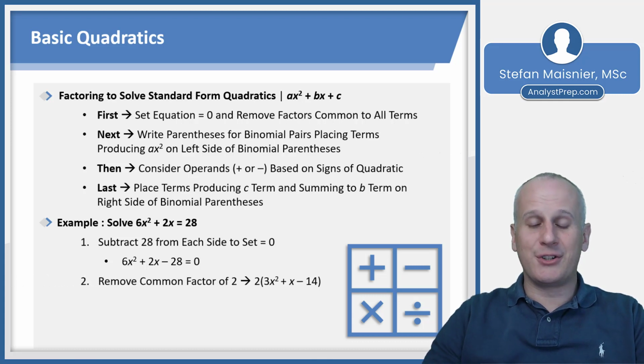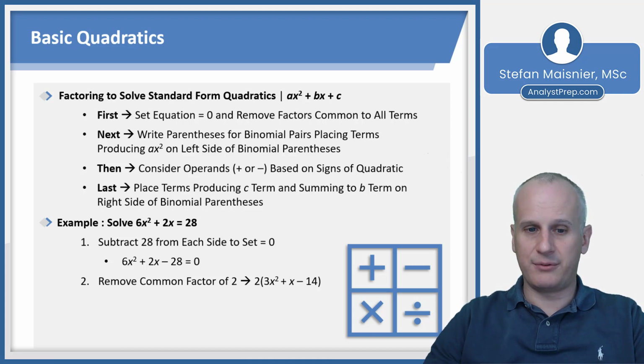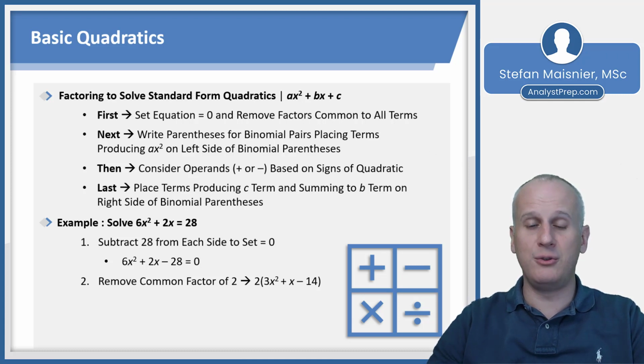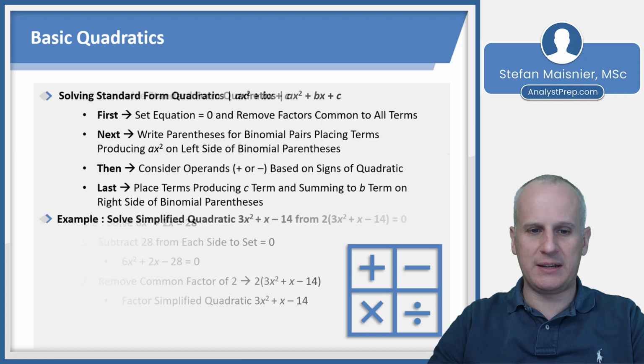Then we see that there's a 2 in each of the terms. So we've got 6x squared, so we can pull a 2 out of 6, we can pull a 2 out of 2x, and we can pull a 2 out of 28. So we've got 2 times the quantity 3x squared plus x minus 14. Now we're going to need to factor the simplified quadratic of 3x squared plus x minus 14.